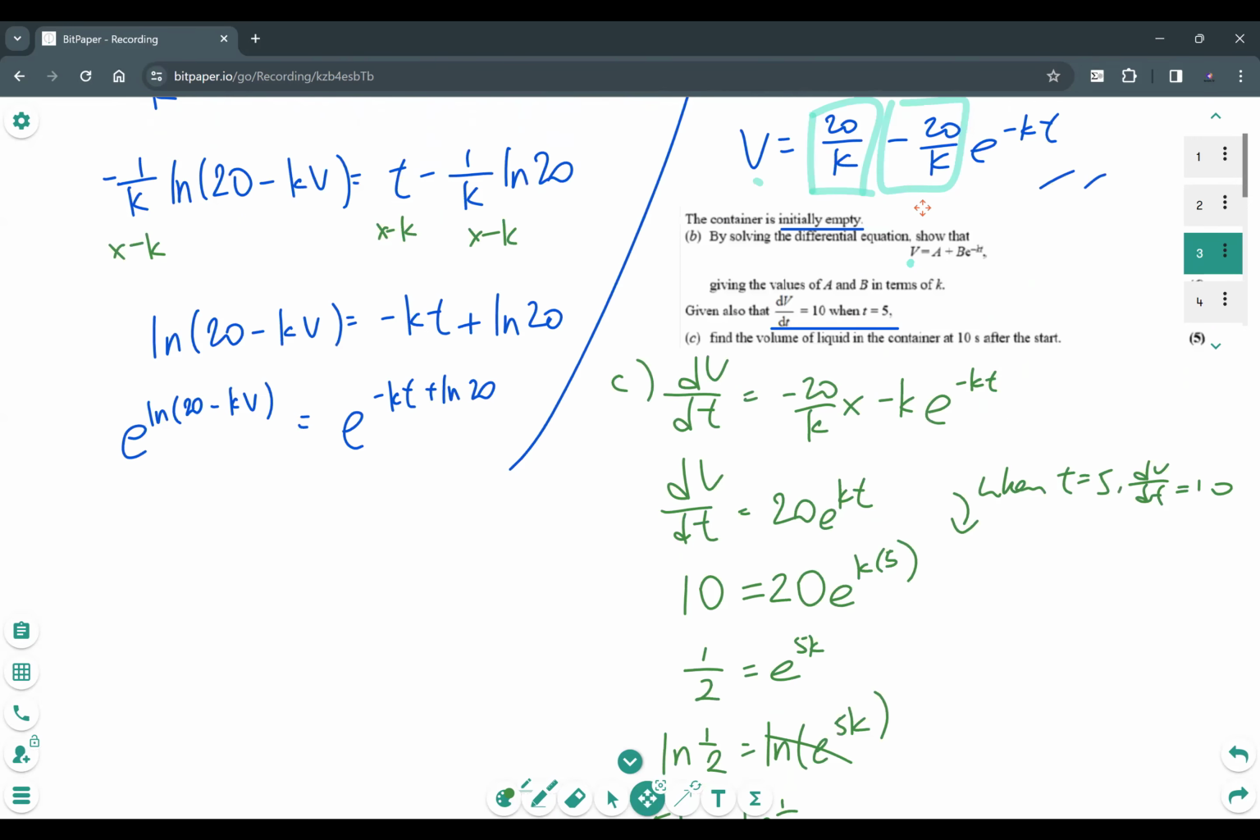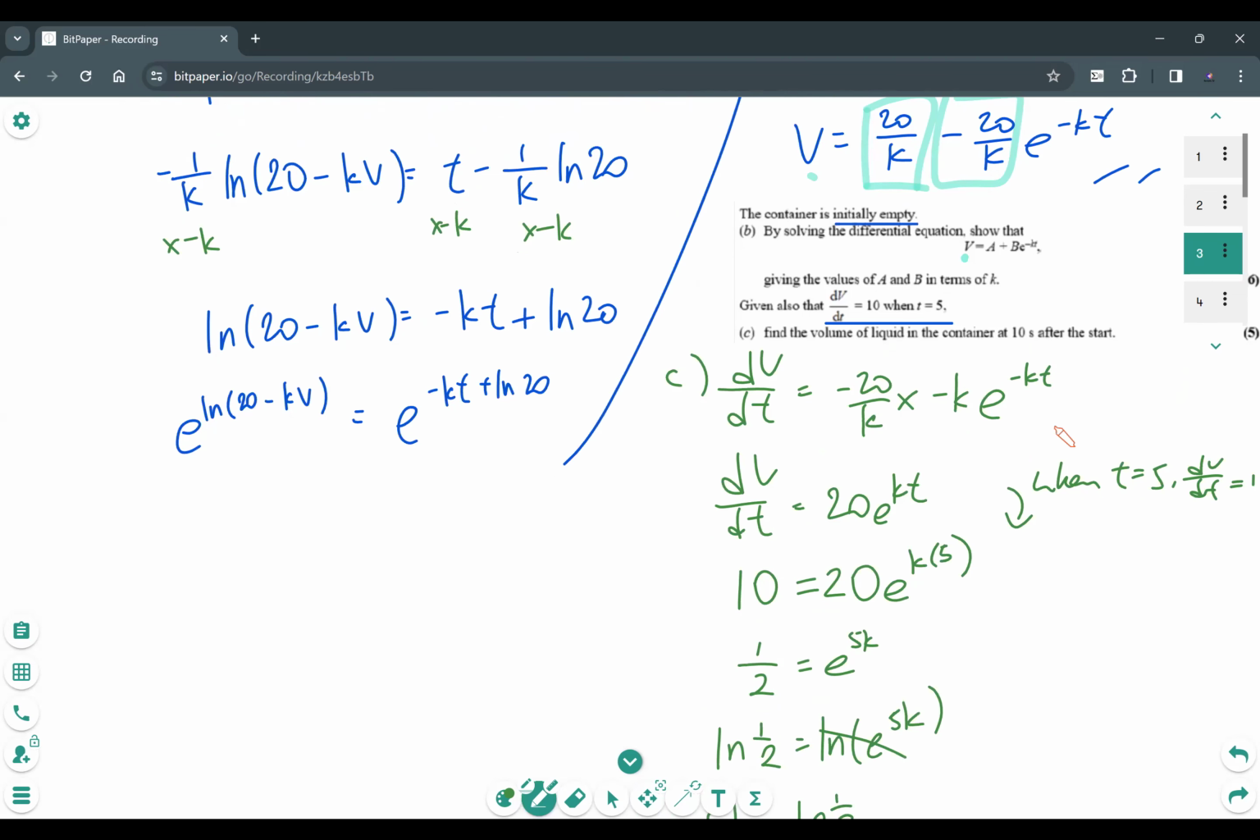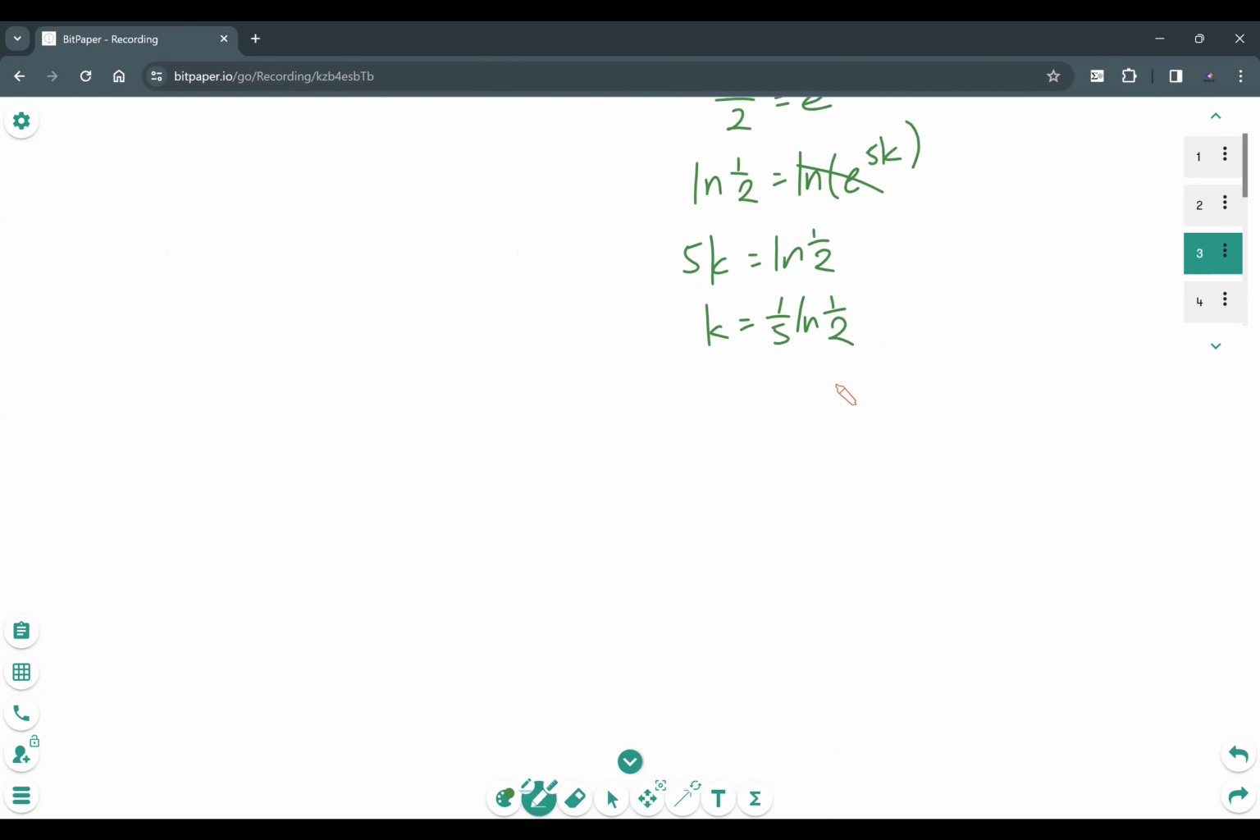So we can now substitute into the value of V, and then when t is 10. So let me rewrite that again, sorry. V equals 20 over k minus 20 over k e to the power of negative kt. Now, what I suggest you do is put it in a calculator and use the answer button. When t is 10, we just substitute in t is 10. So whenever you see k, you just use the answer button in the calculator.